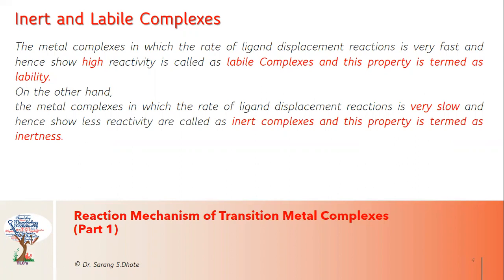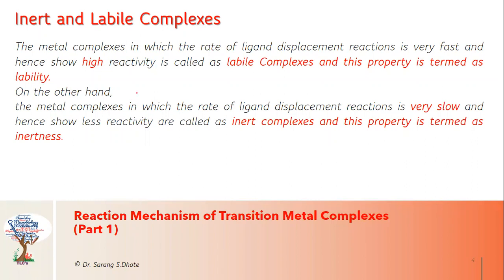So today we are going to discuss the new chapter, that is reaction mechanism of the transition metal complexes. In this chapter we are going to deal with some important factors like the various mechanisms SN1, SN2 for the octahedral complexes. What is the meaning of inert and labile complexes? Let's start with the first.